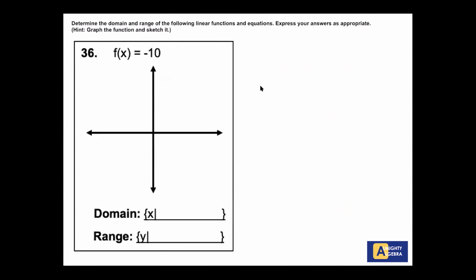The last example I'm going to be working out for you is going to be number 36. The directions from number 36 ask you to determine the domain and range of the following linear functions and equations. Express your answers as appropriate. I gave you a hint: graph the function and sketch it. So in number 36, they give us a function, f of x equals -10. Let's graph this in our calculator and see how that looks.